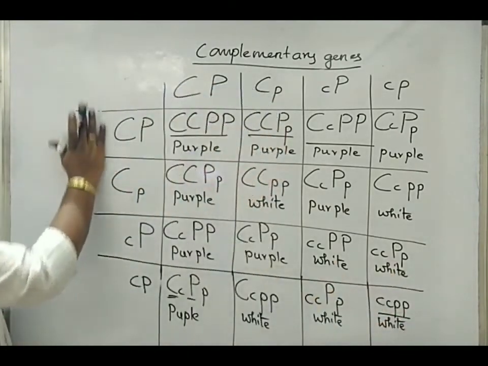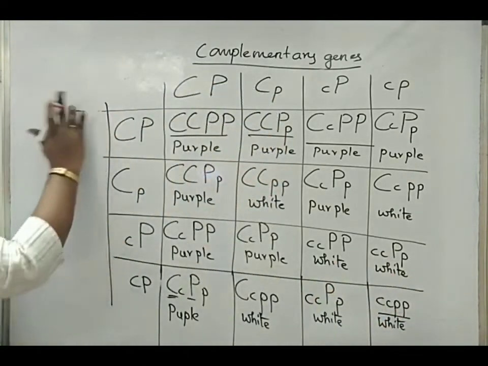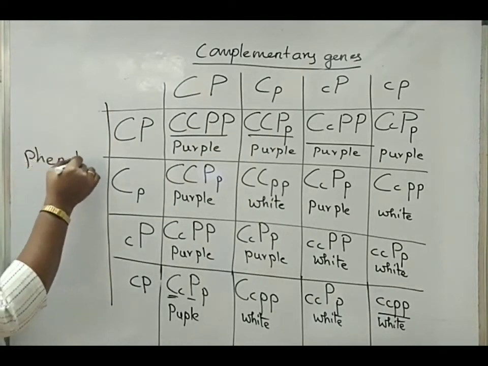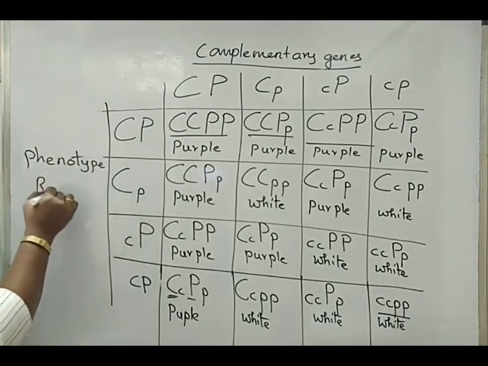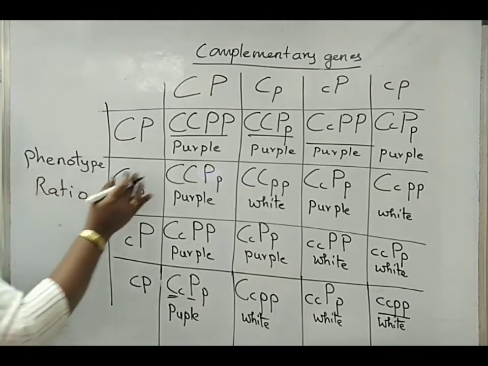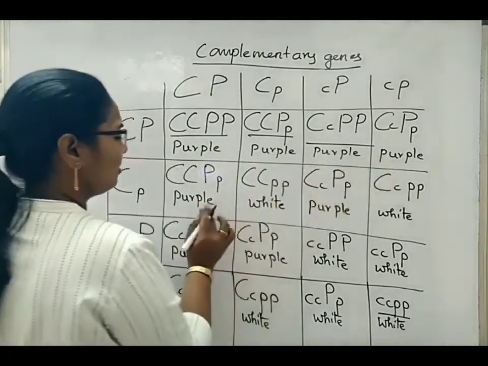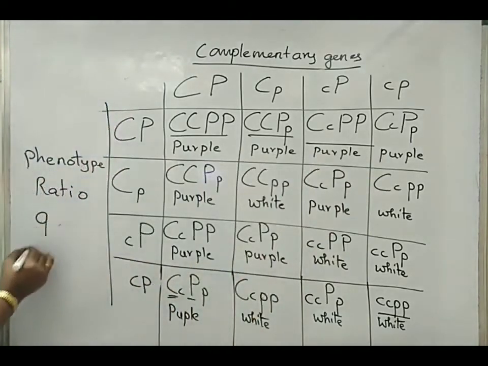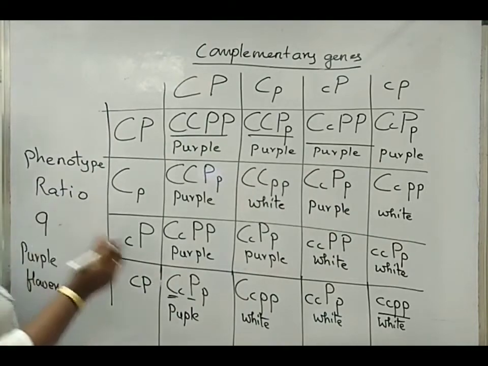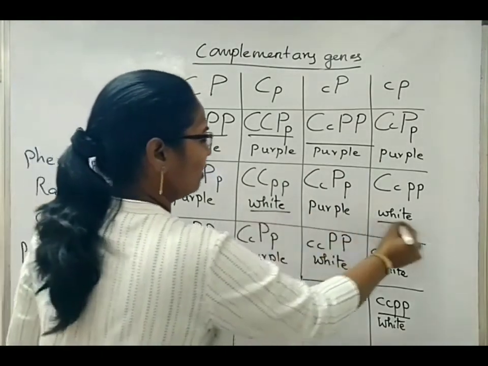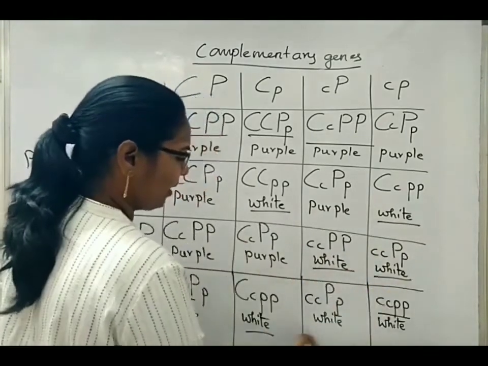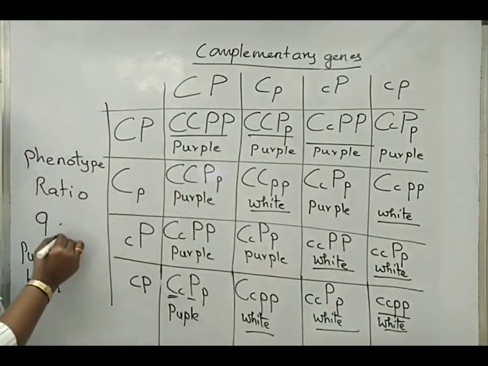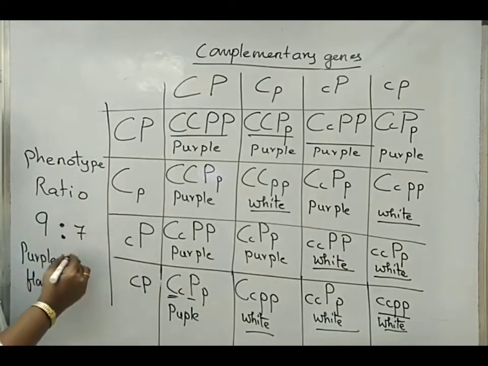If you see the phenotypic ratio, the phenotype ratio in the F2 generation. So how many purple are there? 1, 2, 3, 4, 5, 6, 7, 8, 9. So it is 9 purple colored flowers. How many are white? 1, 2, 3, 4, 5, 6, 7. We'll write this one in the ratio form. That is white colored flowers.